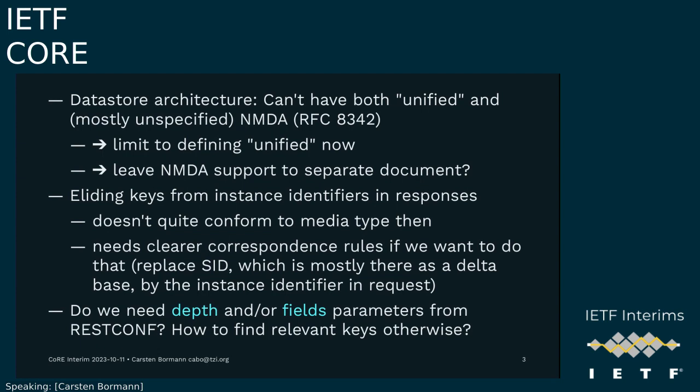But one question is, do we need the depth and fields parameters from RESTCONF? And if not, what is our answer to the question: how do you find which keys are relevant for you? So again, I think that needs some design thinking, and this unfortunately cannot be discussed on a trivial example, because in the trivial example it just works. We probably need a bit more complex example to think about this problem. So again, maybe we have a way to say you can do this now, and we might want to add parameters later. But again, I think we need to have an example to assess this first.